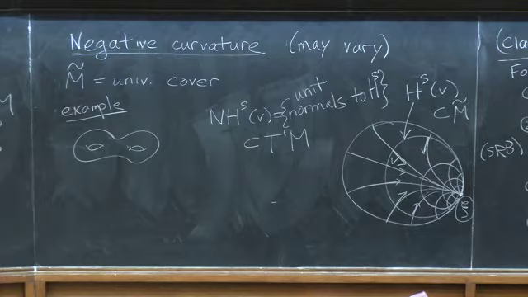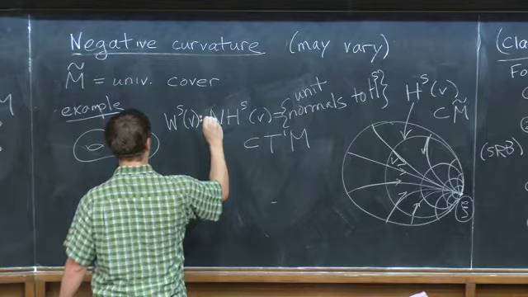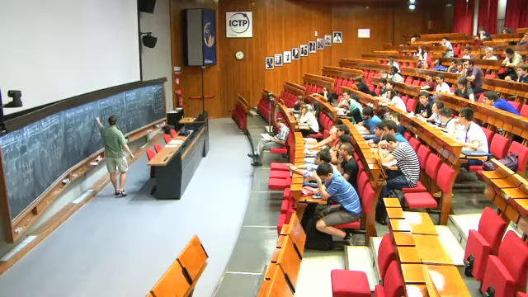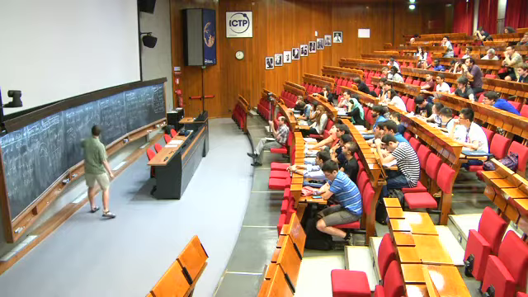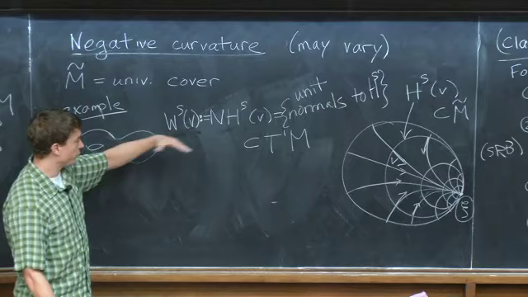Well, that's a stable manifold. So let me call this W^s of v. It's a stable manifold. H^s, the stable horocycles, or in higher dimensions, the stable horospheres, these determine a foliation of the universal cover, and the normal bundles to them, the unit normal bundles, determine a foliation of T^1 M.